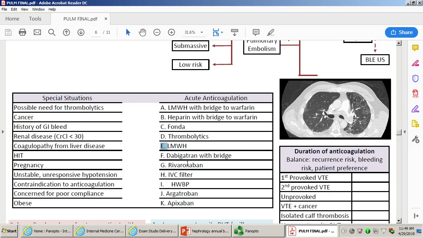I didn't remember that. Oh, because why not use apixaban for everybody, right? Apixaban is the best. History of GI bleeding or renal disease, somebody has renal disease.